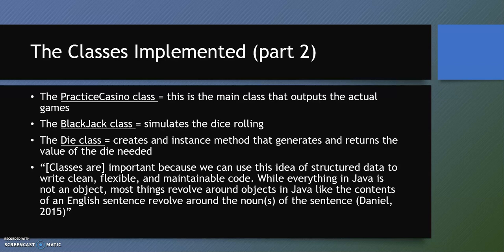One of the quotes I found when searching up the usefulness of classes is this. It says, "This is important because we can use this idea of structured data to write clean, flexible, and maintainable code. While everything in Java is not an object, most things revolve around objects in Java, like in the context of English, sentences revolve around the nouns of the sentence." I thought this one was important because of the idea of being clean and maintaining the code. You're separating the code out so it's not just one big long code, so other programmers can understand what you're doing, and so you don't have to rewrite multiple things.